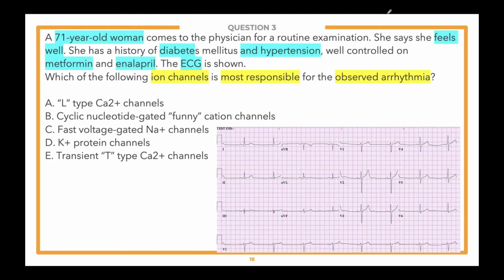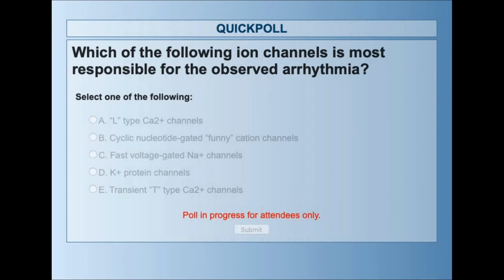Once again, we will start at the bottom of the answer choices and work our way up to the top. Answer choice E, transient T-type calcium channels. D, potassium protein channels. C, fast voltage gated sodium channels. B, cyclic nucleotide gated funny cation channels. And A, L-type calcium channels. So we're going to open up that poll. Go ahead and select what you think is the best answer here, and we'll talk about it in just a few seconds.